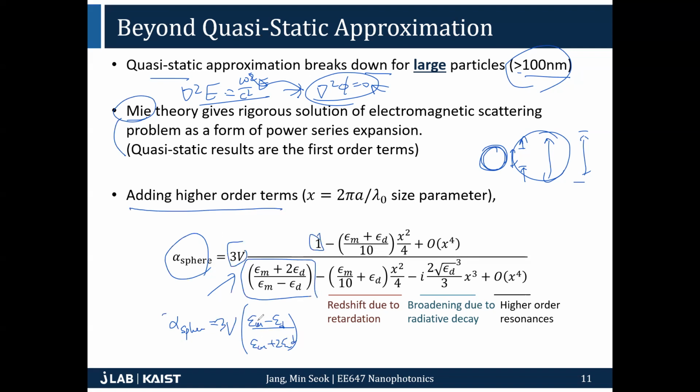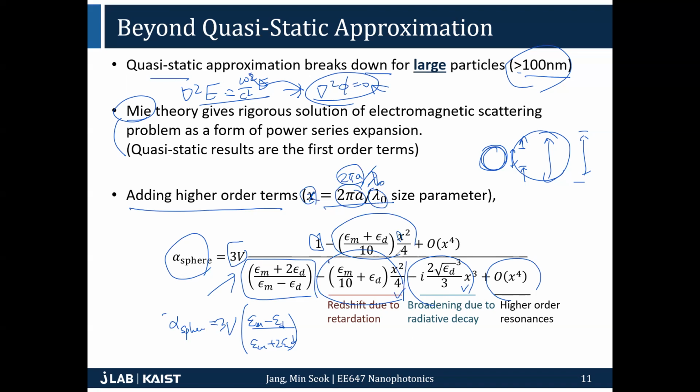If you take into account the size effect, here we introduce the factor x, which is the normalized size of the particle: the circumference of the particle normalized by the wavelength of light. So this x tells you the size of the particle with respect to the wavelength of light. If x is large, then these terms become larger. These are higher order terms, which depend on the size of the particle. I don't want to go into detail, but I'm just telling you the meaning of these two terms.